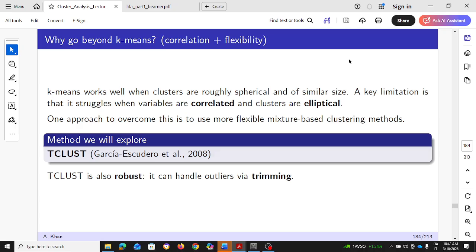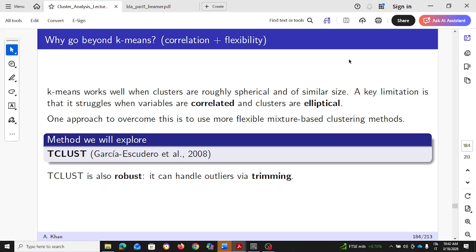Okay, so a final bit in clustering. Then I promise you, we close clustering. Can you hear me with the microphone?